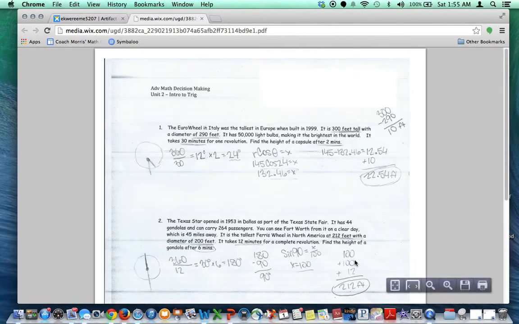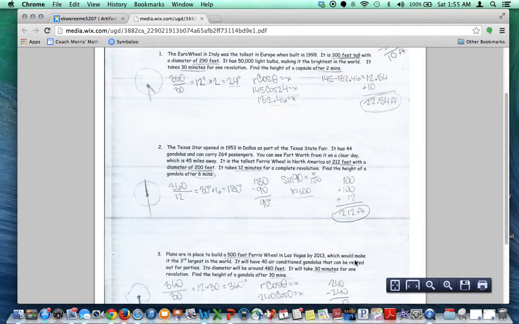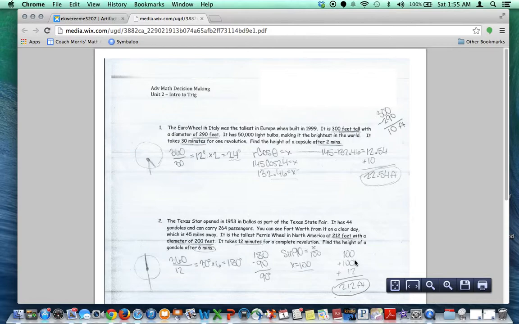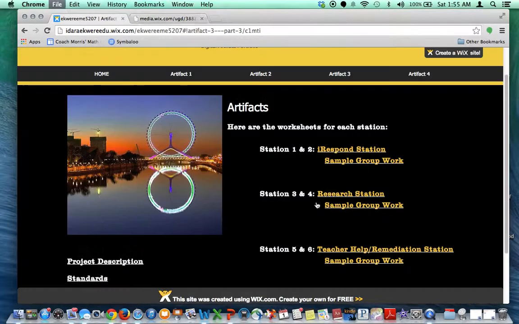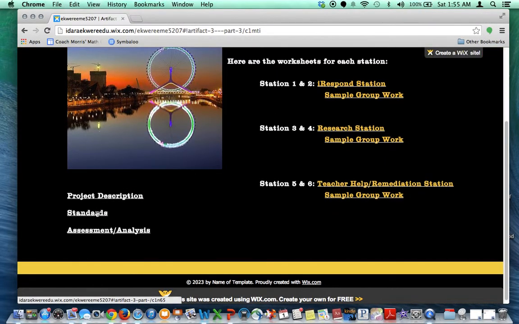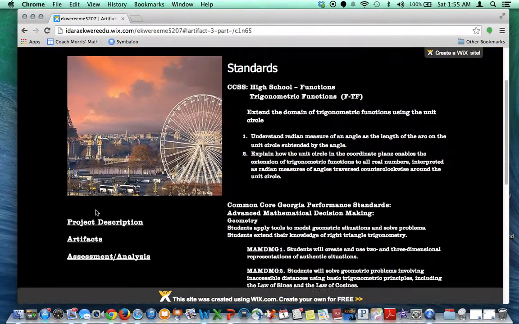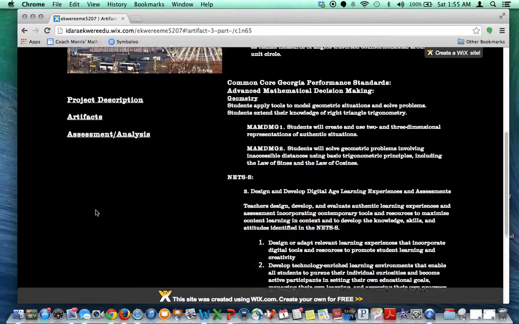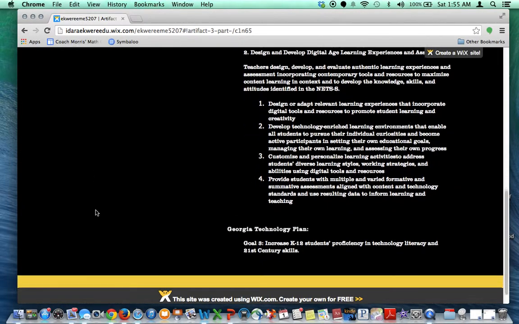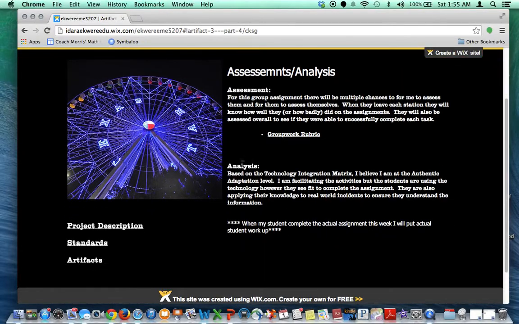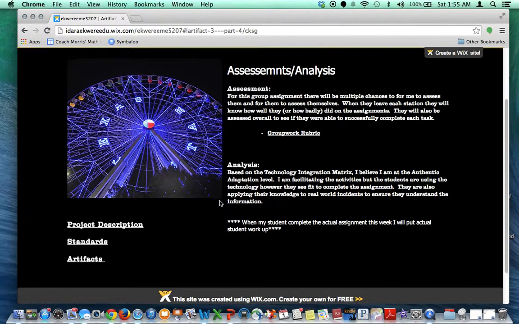And then for remediation, they had to answer these 3 questions after I went through and remediated and explained what exactly was expected of them. These are the different standards I had to adhere to. And then this is the assessment. And all I used was their regular group work rubric.